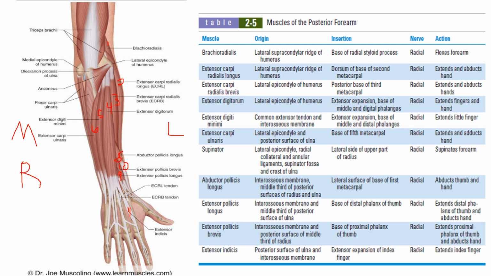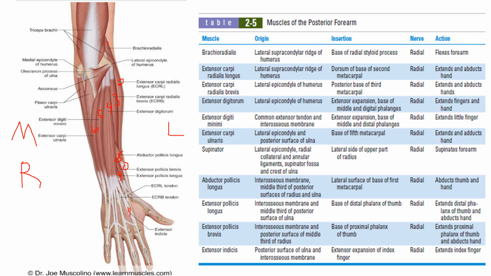Moving more distally still towards the hand and the wrist, we have the abductor pollicis longus. The abductor pollicis longus originates from the interosseous membrane, the middle third of the posterior surfaces of the radius, and the ulna. It inserts into the lateral surface of the base of the first metacarpal. Its function is to abduct, that is, move away, the thumb and the hand.